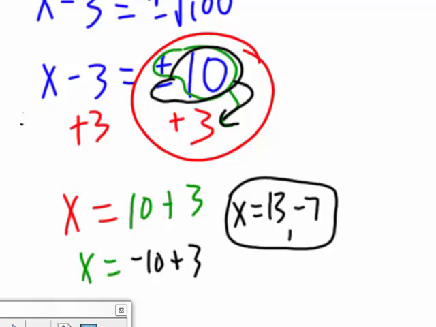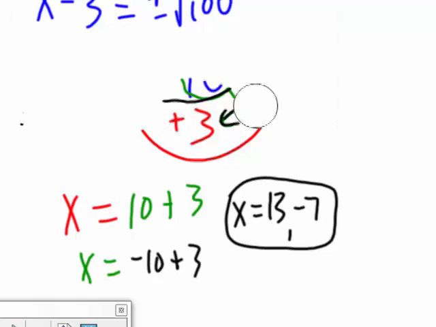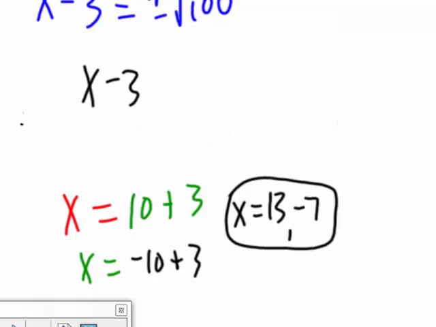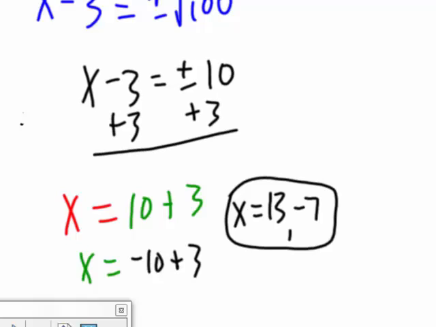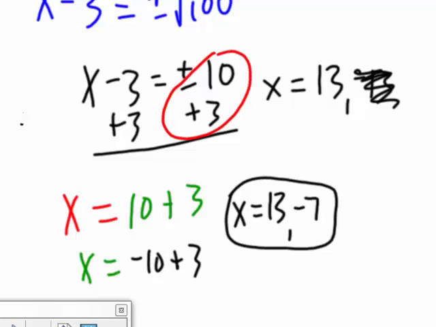So be careful with that. Because what I see a lot of times happen is this. People will get this answer. They'll go x minus 3, and they'll say plus or minus 10. And they'll add the 3 over, and they'll think, yeah, 10 plus 3 is 13, so 13 and negative 13. No, that's not correct. Right? Because it's 10 plus 3, and it's also negative 10 plus 3, which is negative 7. So be careful with that. Okay, I see that quite often.